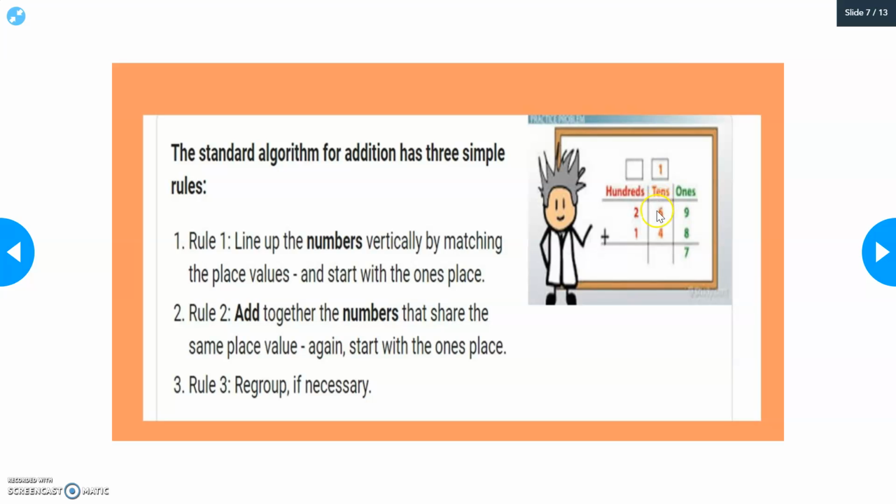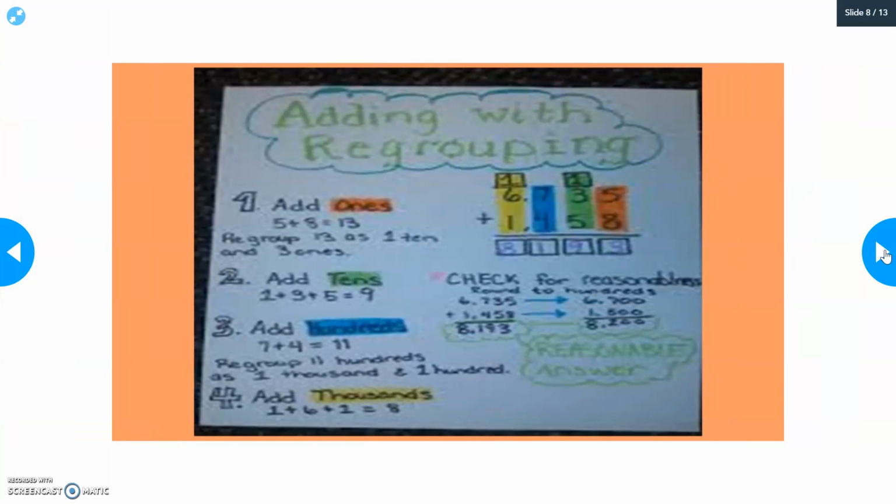1 plus 6, which is 7. 7 plus 4 is 11. So whenever you have to regroup, please do not forget to add those numbers that you regrouped at the top. It's very important. This is also an anchor chart that I found online. It's stating the same rules about adding with regrouping: you line your numbers up according to place value, you add, if you have to you regroup, and don't forget to add that digit that you regrouped.